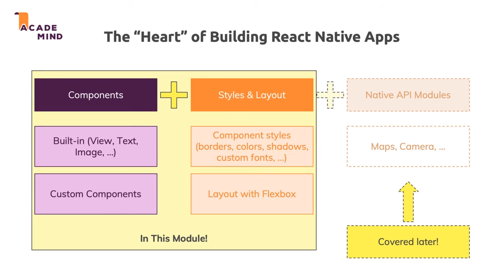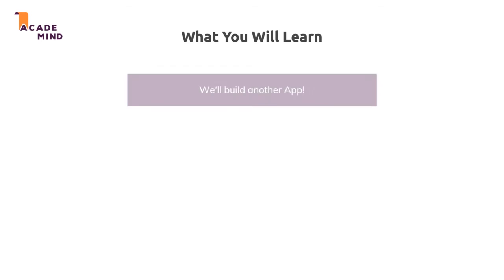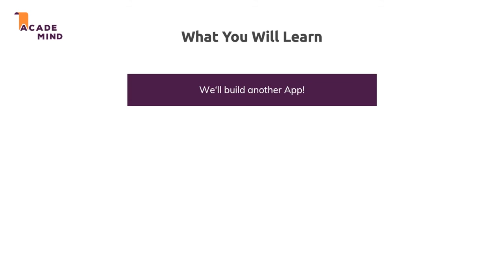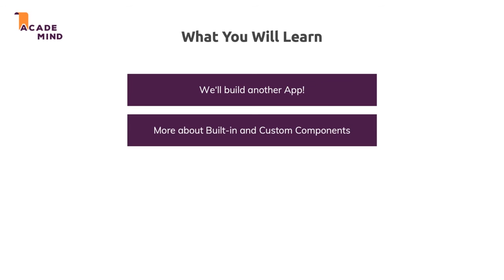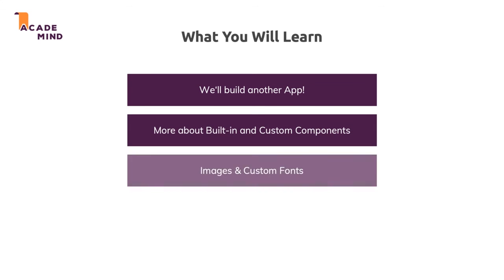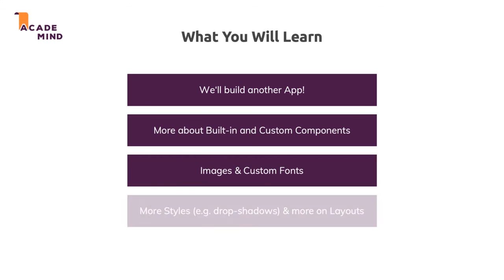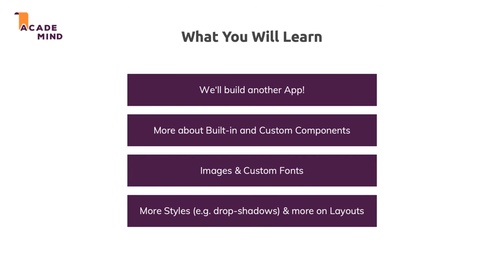So therefore, in this module, we'll have a look at components, how to build our own components, which important components are built in, how to style them, how to create nice layouts. And in detail, we'll build another app in this module. Still not the most complex one in the world, but definitely more complex than the previous app we built. We'll dive deeper into built-in and custom components. We'll add images and custom fonts. And in general, we'll dive deeper into styling and into adding layouts with Flexbox, and into, well, building a more realistic app that looks good. So let's get started.